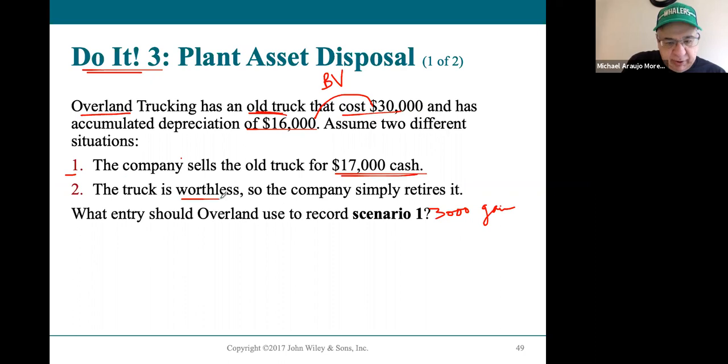What if the truck is worthless and the company just simply retires it? Well, they still have to take the truck off their books. They have a $14,000 truck. That's their book value of the truck, the difference between the cost and accumulated depreciation. And they simply retire it, so the entire thing becomes a loss. So in scenario 2, the entire $14,000 will be reported as a loss that year. And that's what you've got to know.